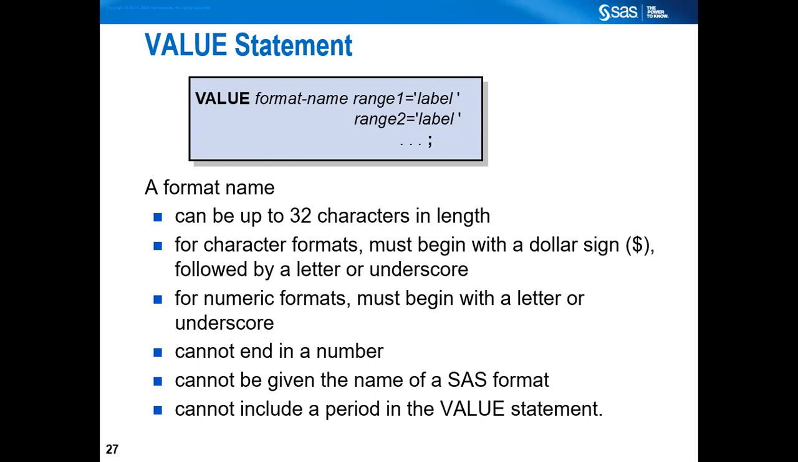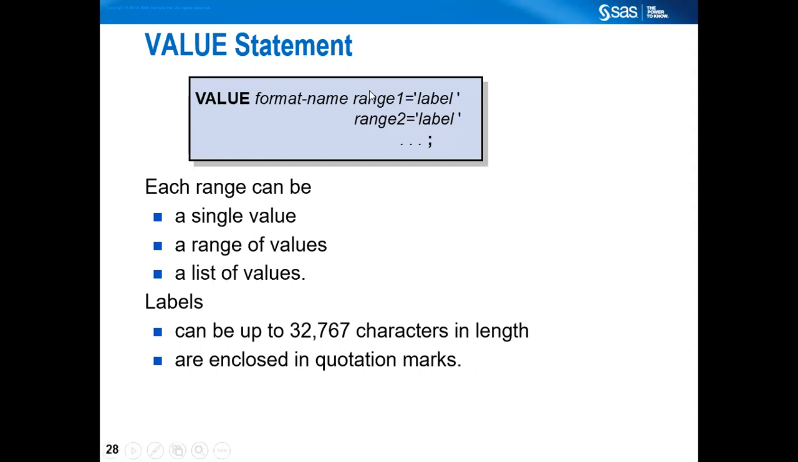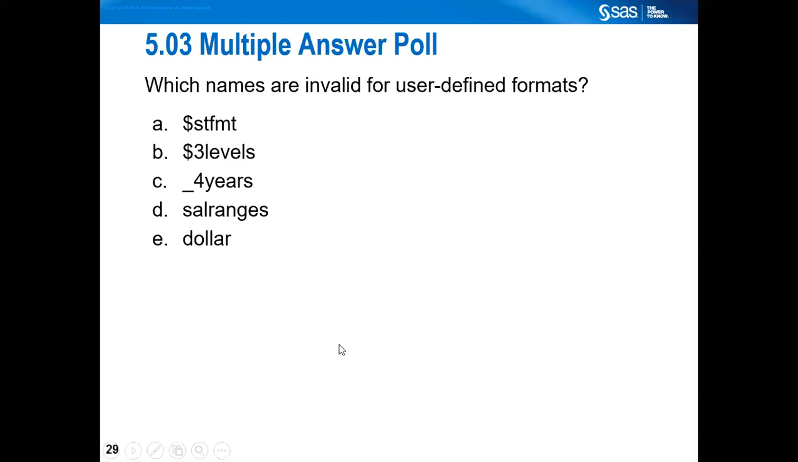Yes. All right. So if this is followed, it's telling what this range or these values could be. It could be a single value, as we saw, M, F from your data, discrete values, or like AU or US, or it could be a range of values or a list of values. These labels can be up to 32,767 characters long. And because those are labels, they have to be given in quotation marks. So if you have followed it, what is the valid user-defined format name among all these options?